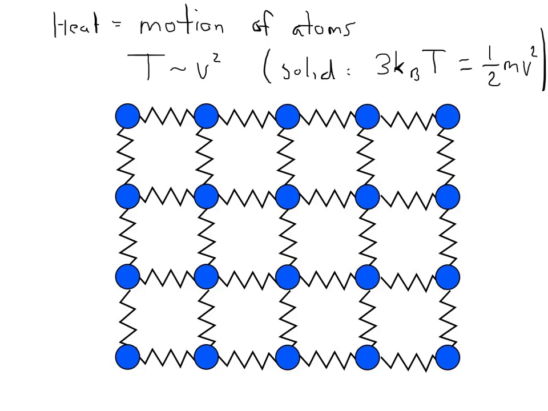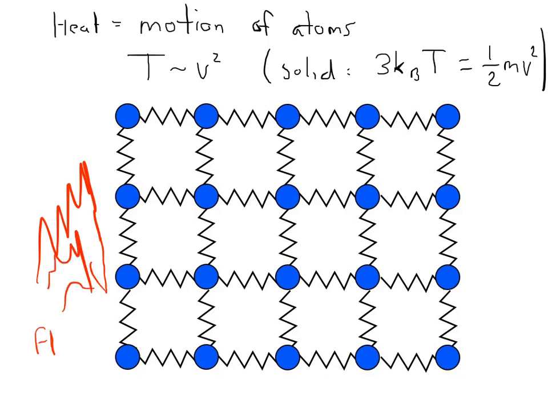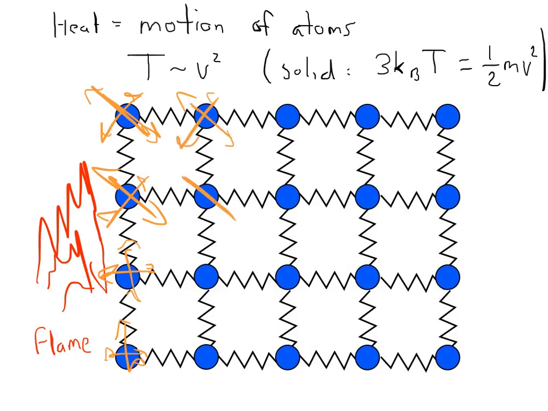And so what we can do here is think about what's going on in a solid. If we think about it in terms of the motion of atoms, then let's just say for the sake of argument, I put a flame over here. And this is my terrible picture of a flame. The atoms that are right next to the flame are going to start vibrating a lot, and a lot more than the ones that are directly adjacent to them. And so the atoms in this layer are going to transmit some of that kinetic energy to the atoms in this layer. And so these ones are going to start vibrating around too.